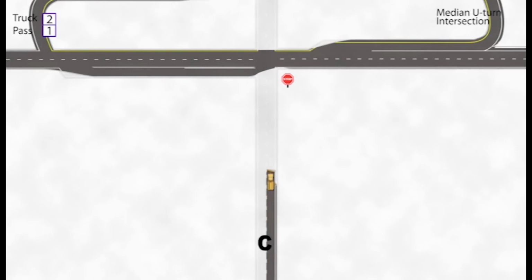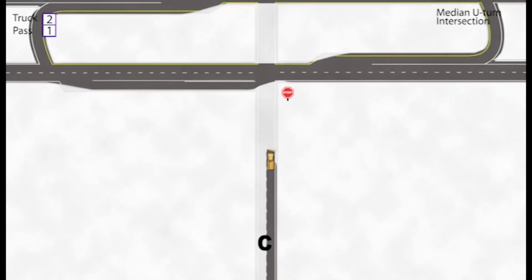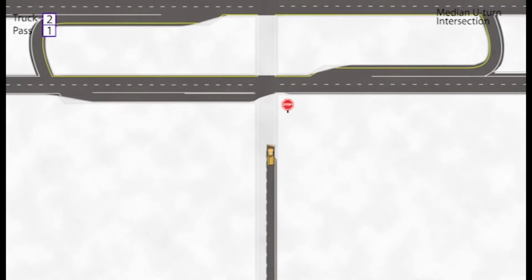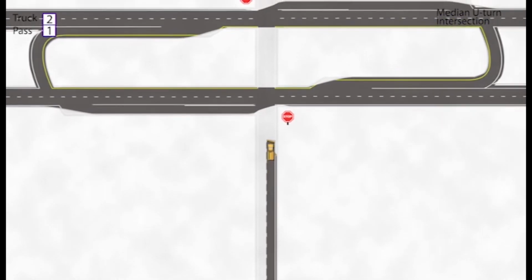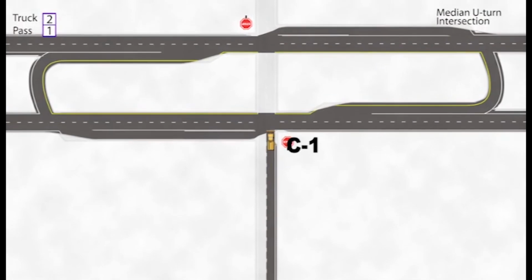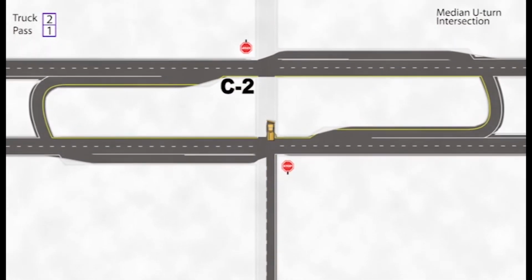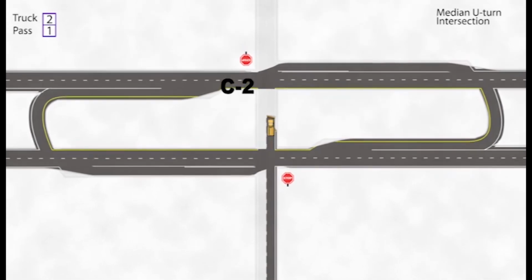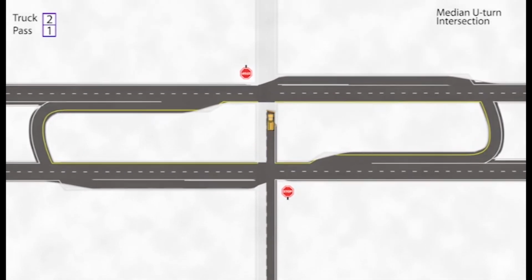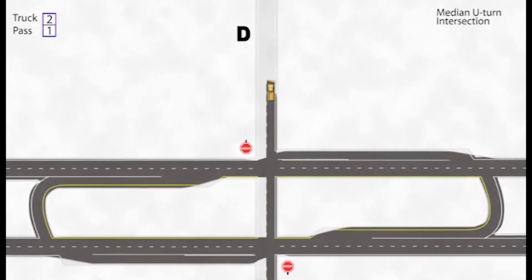Truck 2 begins pass 2-1 at point C, the southern terminus, proceeding northbound with the front plow angled to the right and the right wing extended. At point C1, it stops at the intersection. When the eastbound traffic clears, it proceeds across to point C2 on the far side of the median break. After traffic clears, it continues pass 2-1 to point D at the northern terminus.